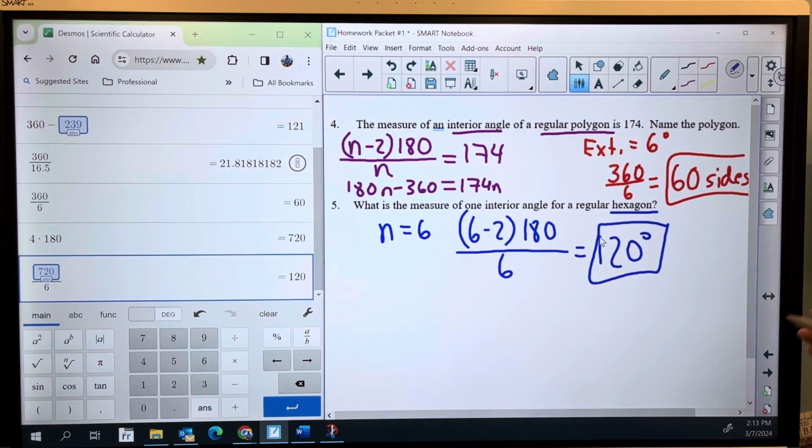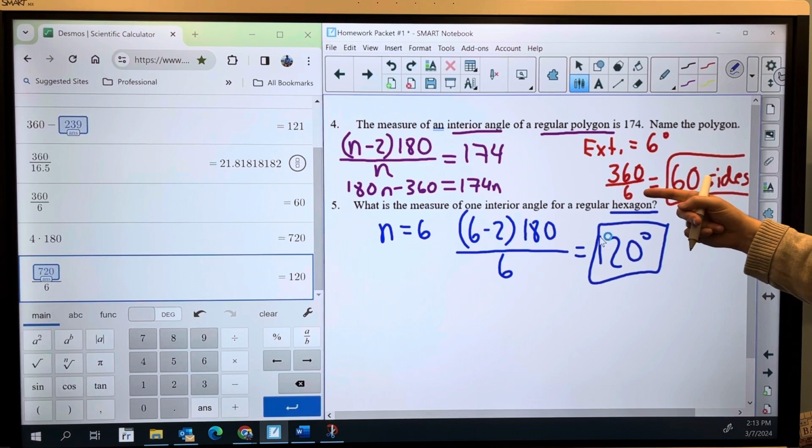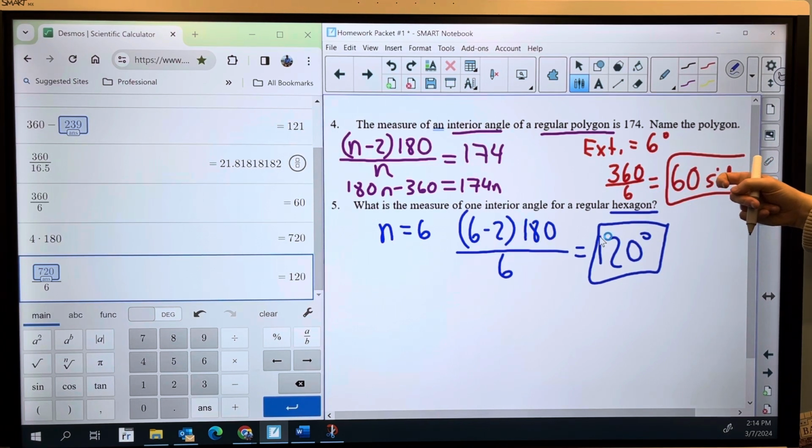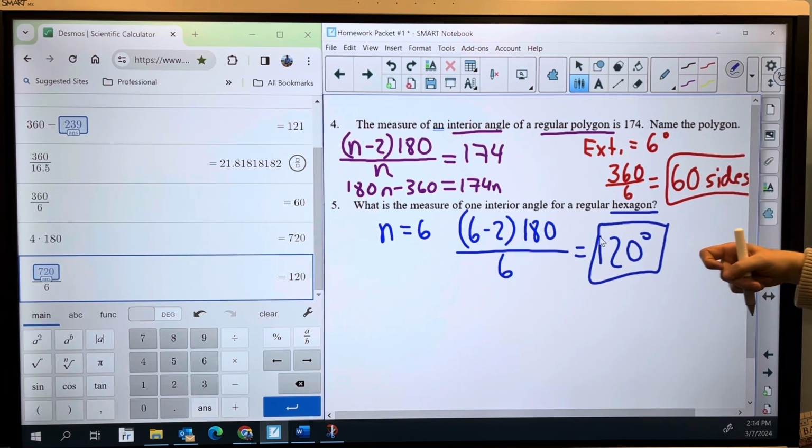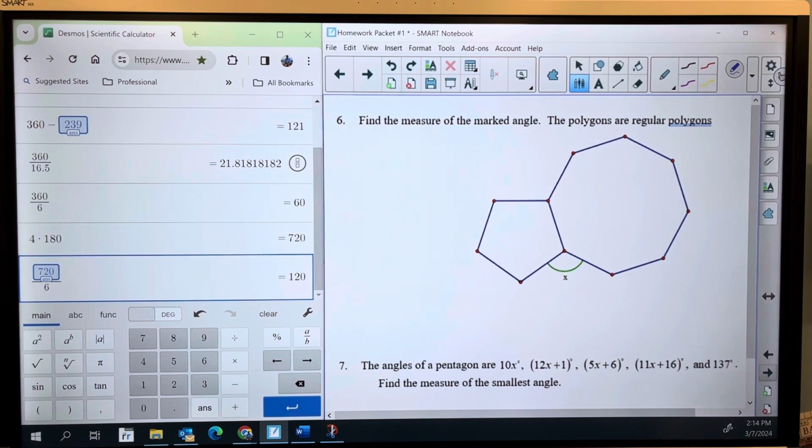Again, here we can definitely talk about exterior angles and say, okay, 360 divided by 6, same thing here. We end up with 60 degrees for each exterior angle, and if the exterior angle is 60, then the interior angle must be 120. Both ways are fantastic.